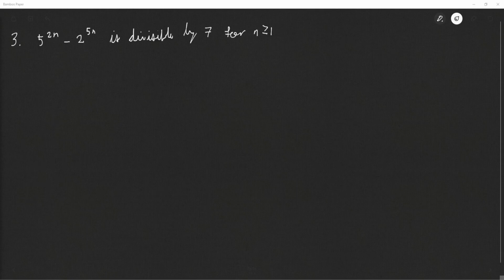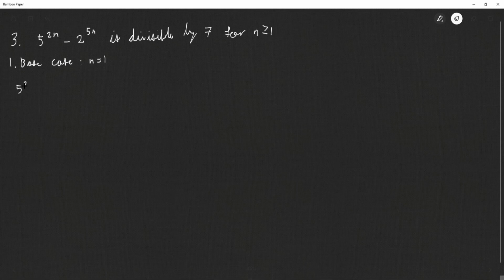Now we have question 3, where we have 5 to the power of 2n minus 2 to the power of 5n is divisible by 7 for n being greater than or equal to 1. So we're going to start off with our base case. And our base case is back to when n is equal to 1.